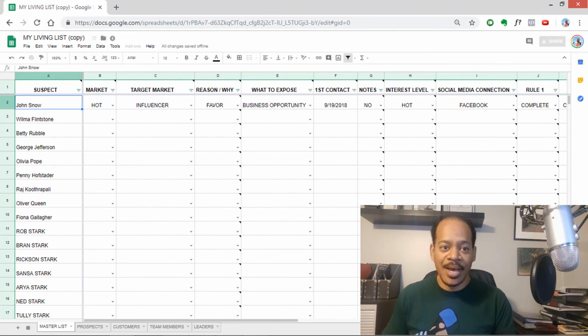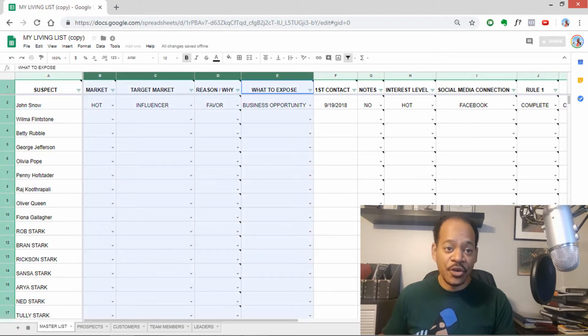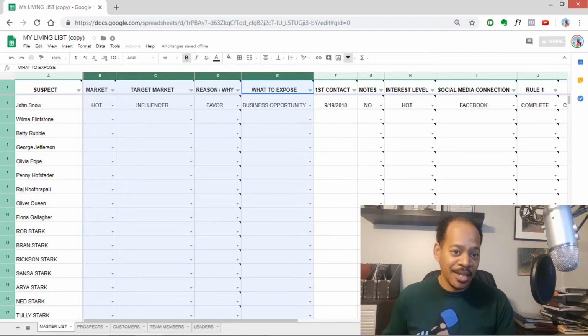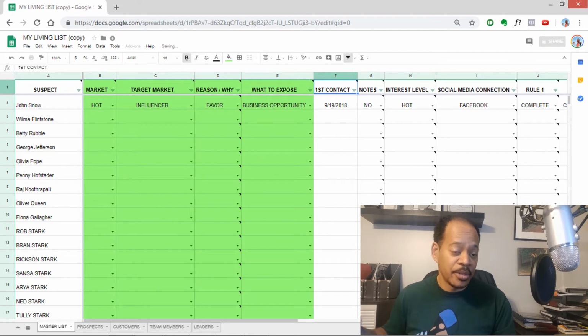So now that we've gone over the master list and you've learned how to grow your list, I want you to recognize that the first 4 categories, market, target market, reason why, and what to expose, are the important categories to consider before you contact a person. So I want these columns to stand out. So I'm going to make them a light green so you can remember that they're important.